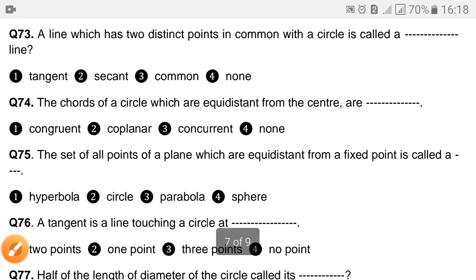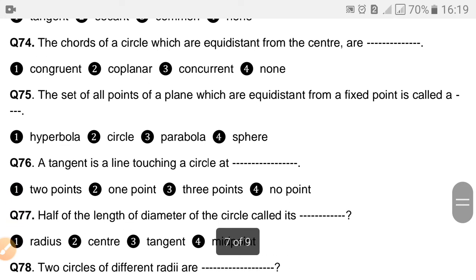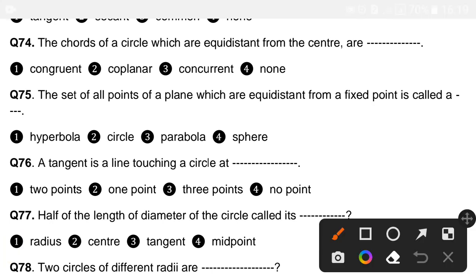Question number 74 is: the chords of a circle which are equidistant from the center are congruent. The chords of a circle which are equidistant from the center will be congruent or equal in magnitude. So the first option is right. Problem number 75 is: the set of all points of a plane which are equidistant from a fixed point is called a circle. This is the definition of a circle.